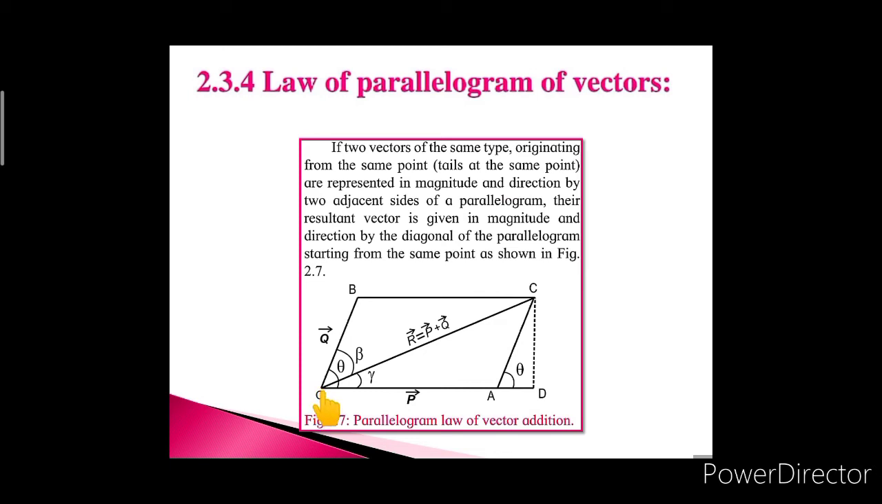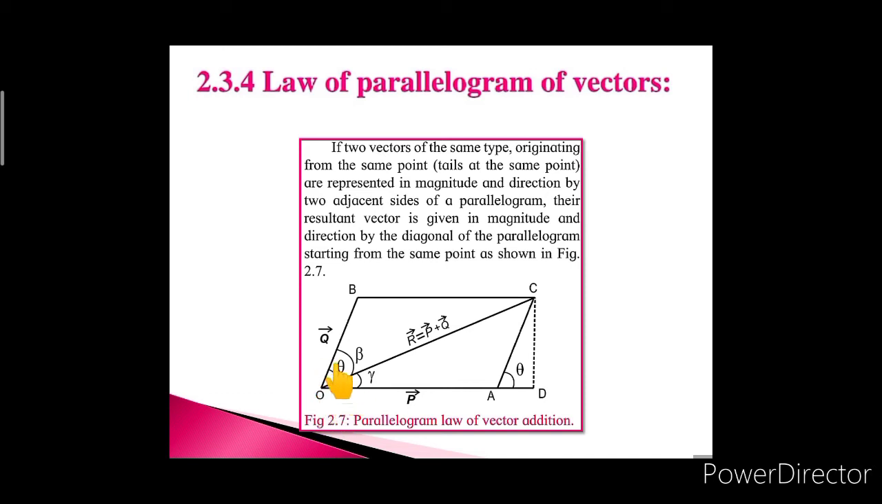the resultant vector is also given in magnitude and direction, which is represented by the diagonal of the parallelogram, and the starting point will be the same point. That means the diagonal which represents the resultant of the addition of these two vectors, given in magnitude and direction, obviously has its starting point coinciding with the same common point.